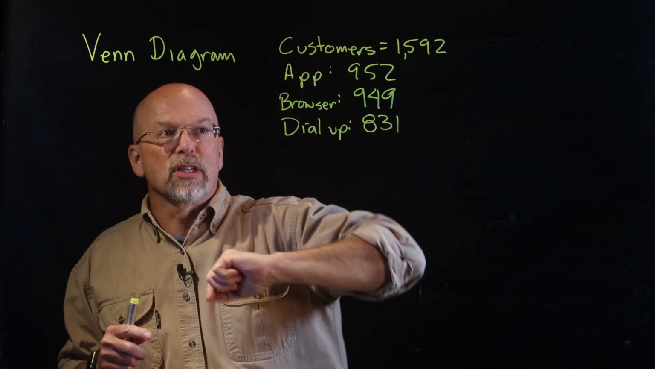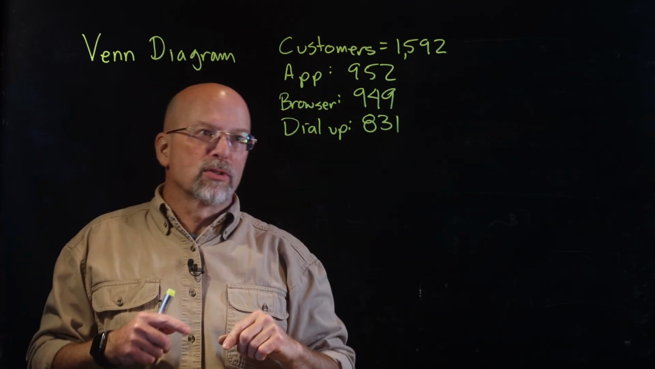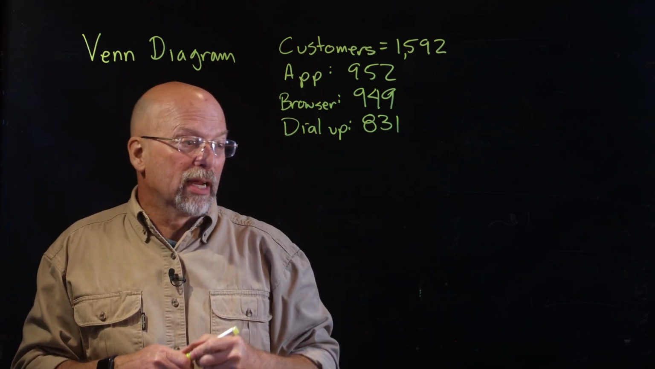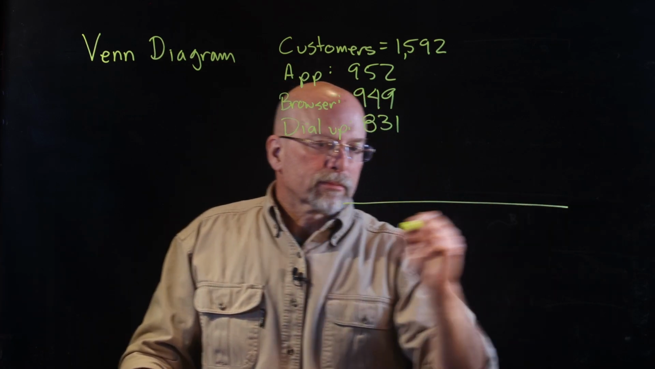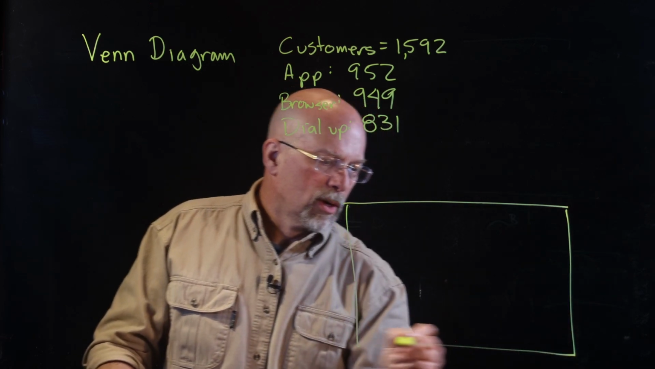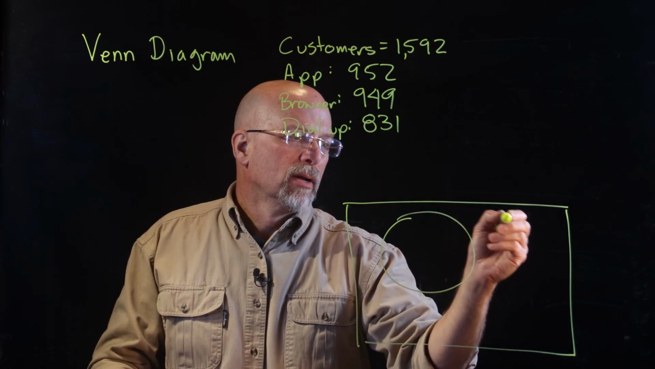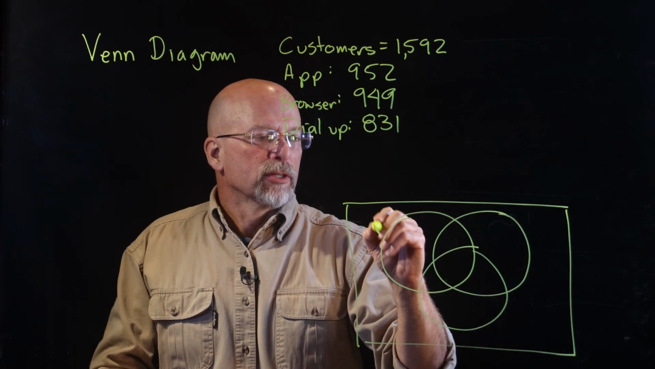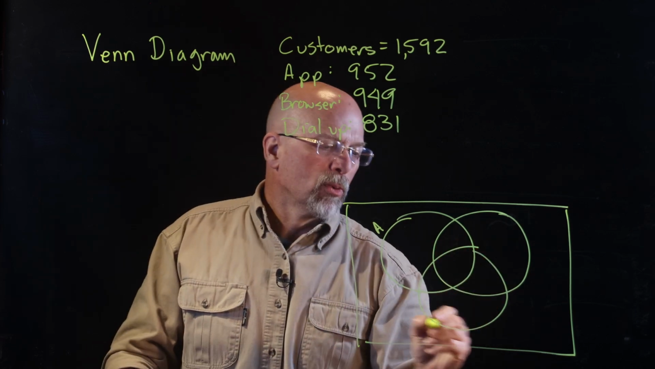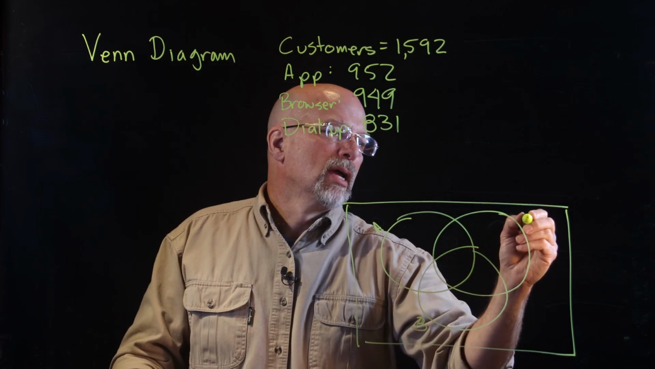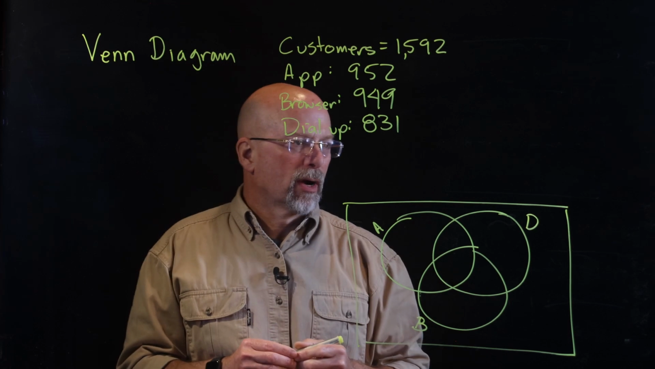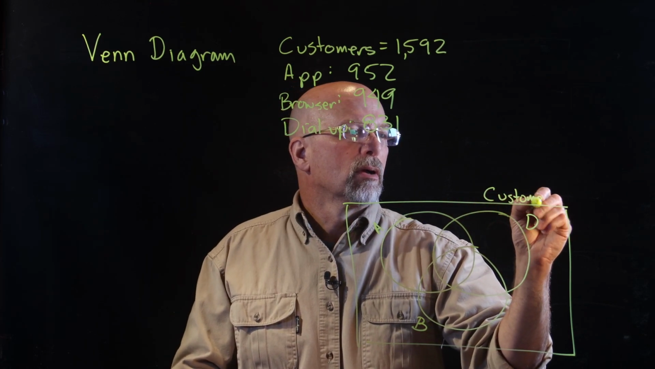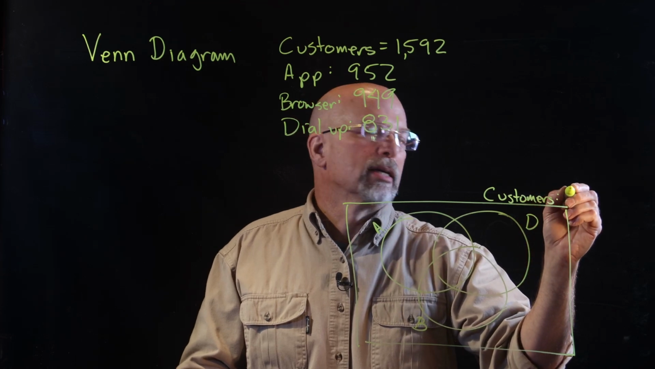So we have some users that use the app and the browser, some users that use the browser and dial-up, some users that use app and dial-up, and some that use all three. So what we're looking at with our Venn diagram here is, I'm going to say A for the app, B for the browser, and D for the dial-up. And the universal set is all of our customers. And in this case, it's, what did we say?